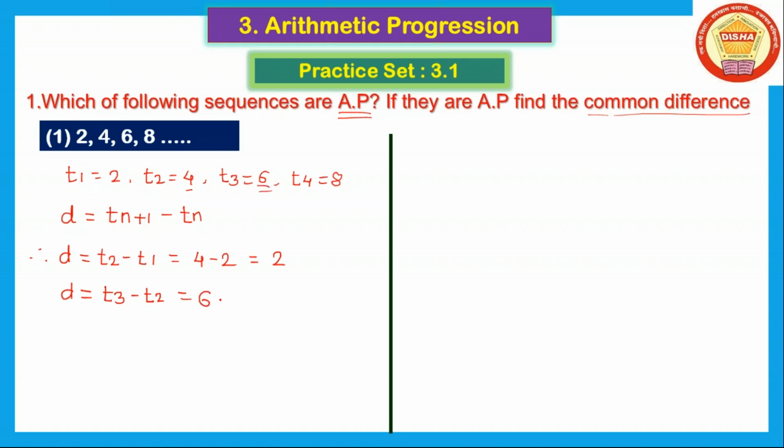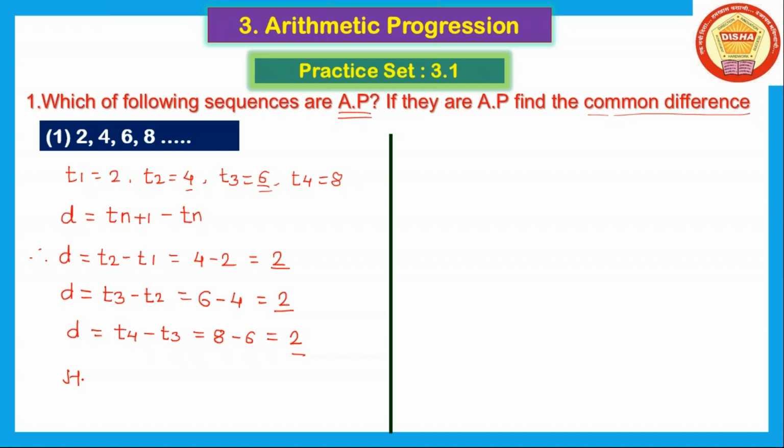Then we take 6 minus T2, which is 4. 6 minus 4 is equal to 2. Then again we find the difference between the next two terms, that is T4 minus T3. We put the value of T4 as 8 and T3 as 6, and taking the difference, it is again 2. So the difference of the first two consecutive terms is 2, and the next consecutive terms also give 2.